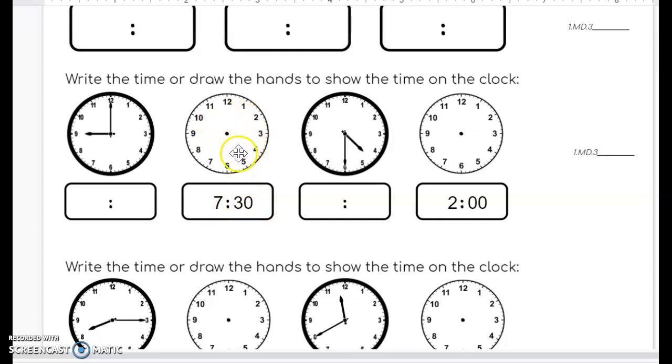the analog clock. Remember to draw your hour hand slightly shorter than your minute hand. Your minute hand should be longer than your hour hand. Go ahead and do that for those 4 clocks.